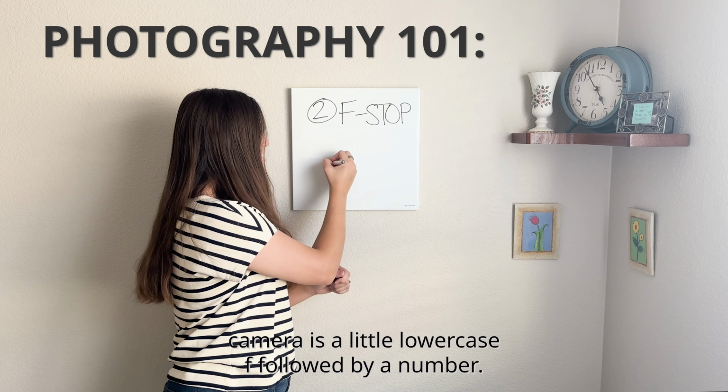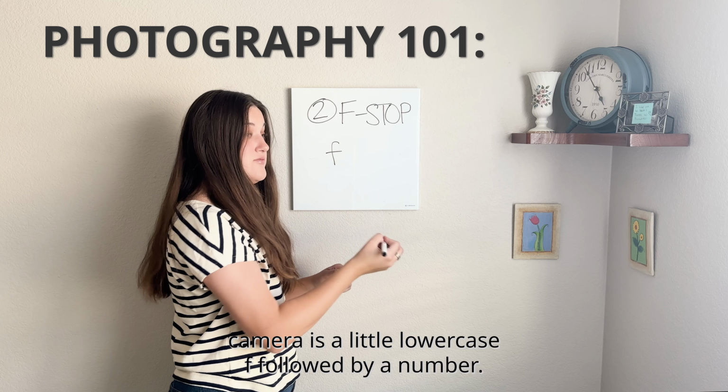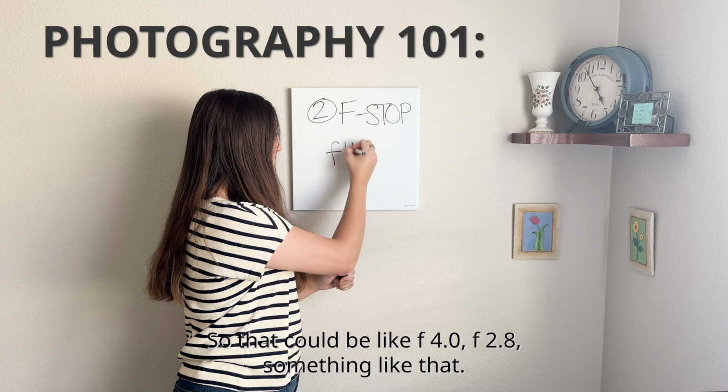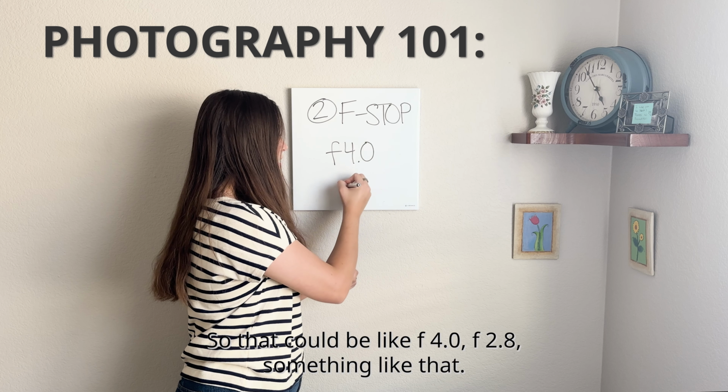The f-stop in your camera is a little lowercase f followed by a number. So that could be f4.0, f2.8, something like that. There's sometimes a decimal, sometimes it's just a whole number.